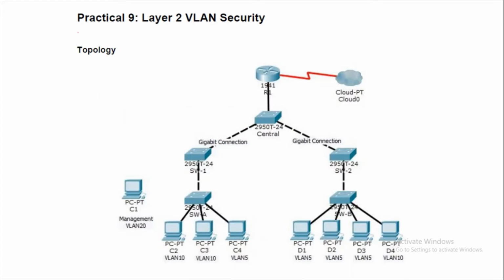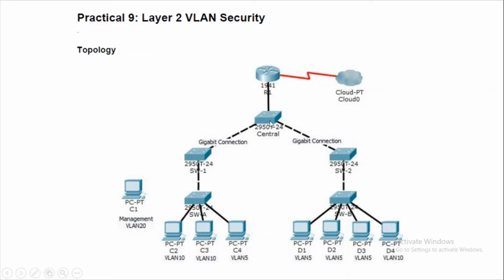So we have got 8 PCs here. Kindly have a look. C2, C3, C4, they have just renamed them D1, D2, D3, D4 here. They connect C2, C3 to the same LAN, and D4 will get connected to the virtual LAN number 10. Virtual LAN 5 will have C4, D1, D2 and D3, and we have kept this PC separately. C1, for management purposes, will get connected to the virtual LAN number 20.